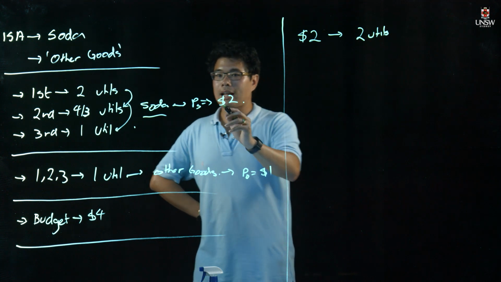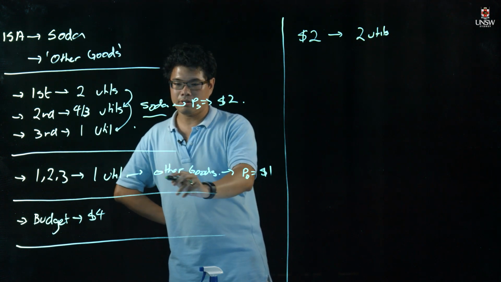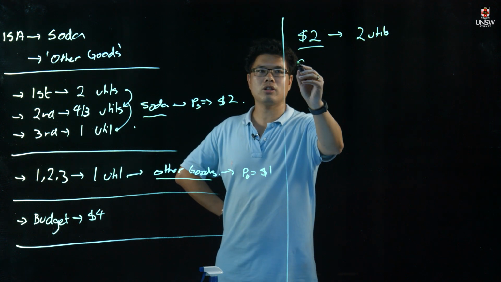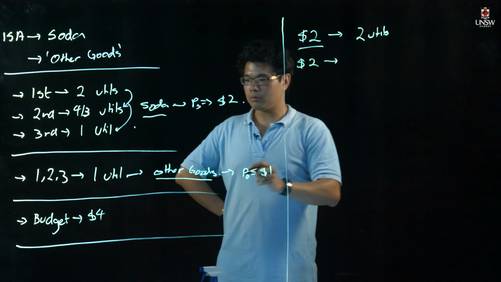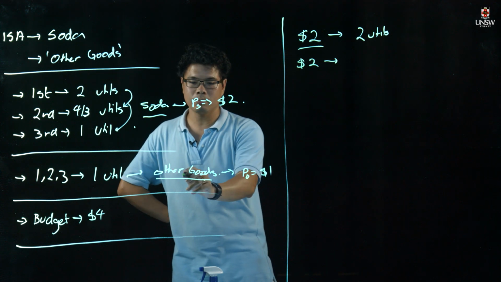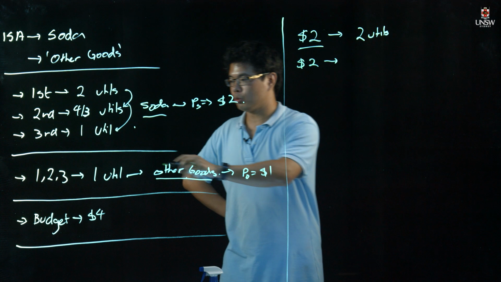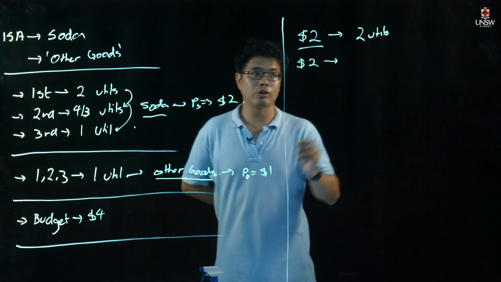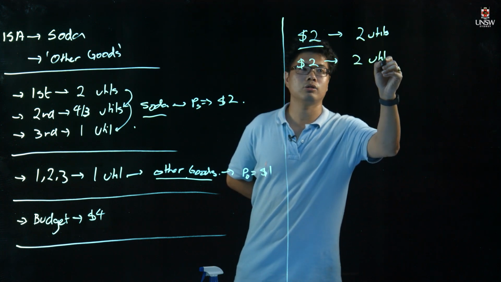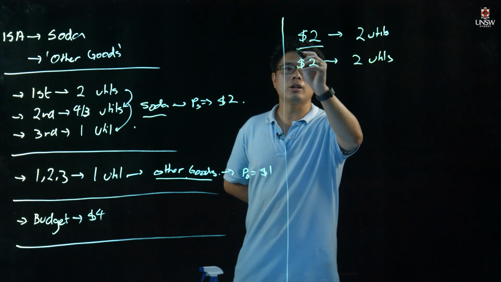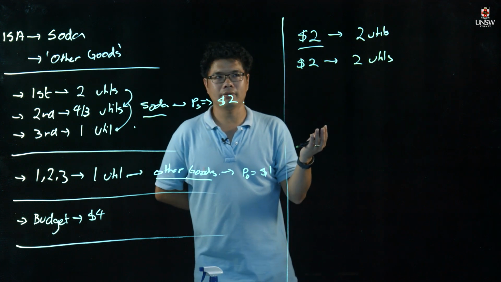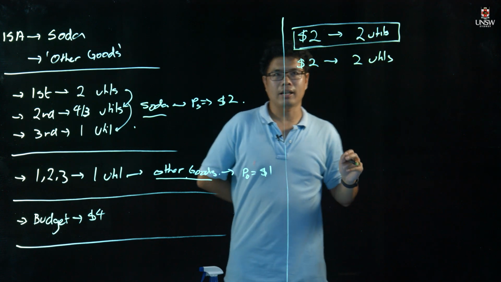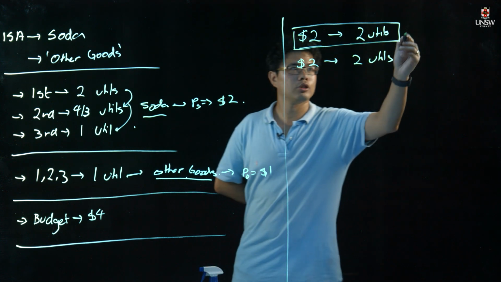So is that better than the other goods? Well, it's going to cost me $2. If it's going to cost me $2, in terms of other goods, I can consume 2 of them, and I would receive 1 util for each of the other goods. So I would receive 2 utils. At this point, you'd say, well, I'm indifferent then. But for argument's sake, let's say that I would consume soda.